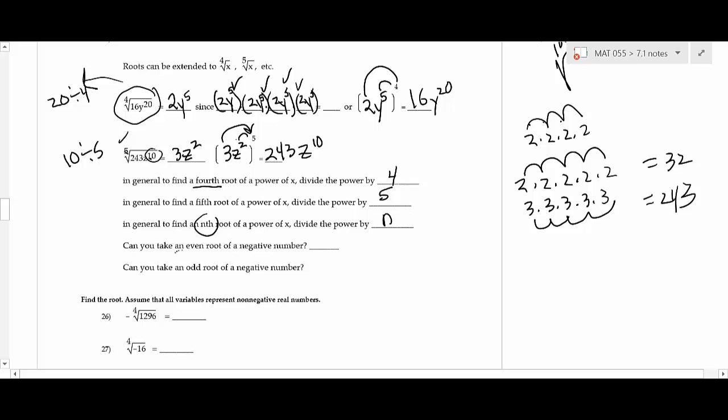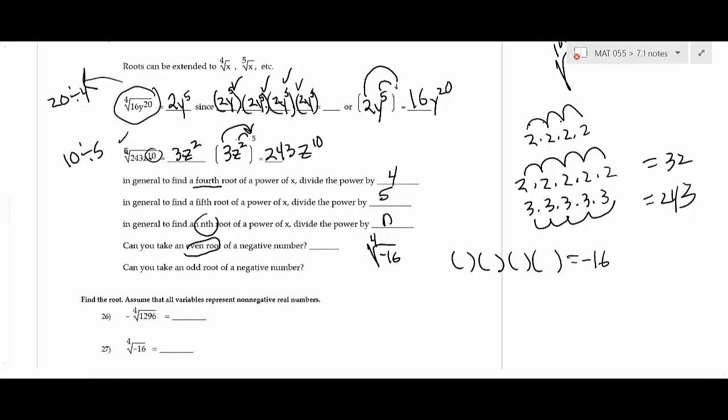Okay, next 2 problems are real important, so I want you to think about this. This question says, can you take an even root, which would mean a 2nd root, 4th root, 6th root, of a negative number? Okay, let's just experiment and find out. Let's take the 4th root of negative 16, for instance, okay? 4 is an even number. We're doing an even root, right? Okay, now I want you to think about this. What a 4th root means is multiply the same number out 4 times. Can you think of any number that you would multiply out 4 times that would give you negative 16? No. No, why not?